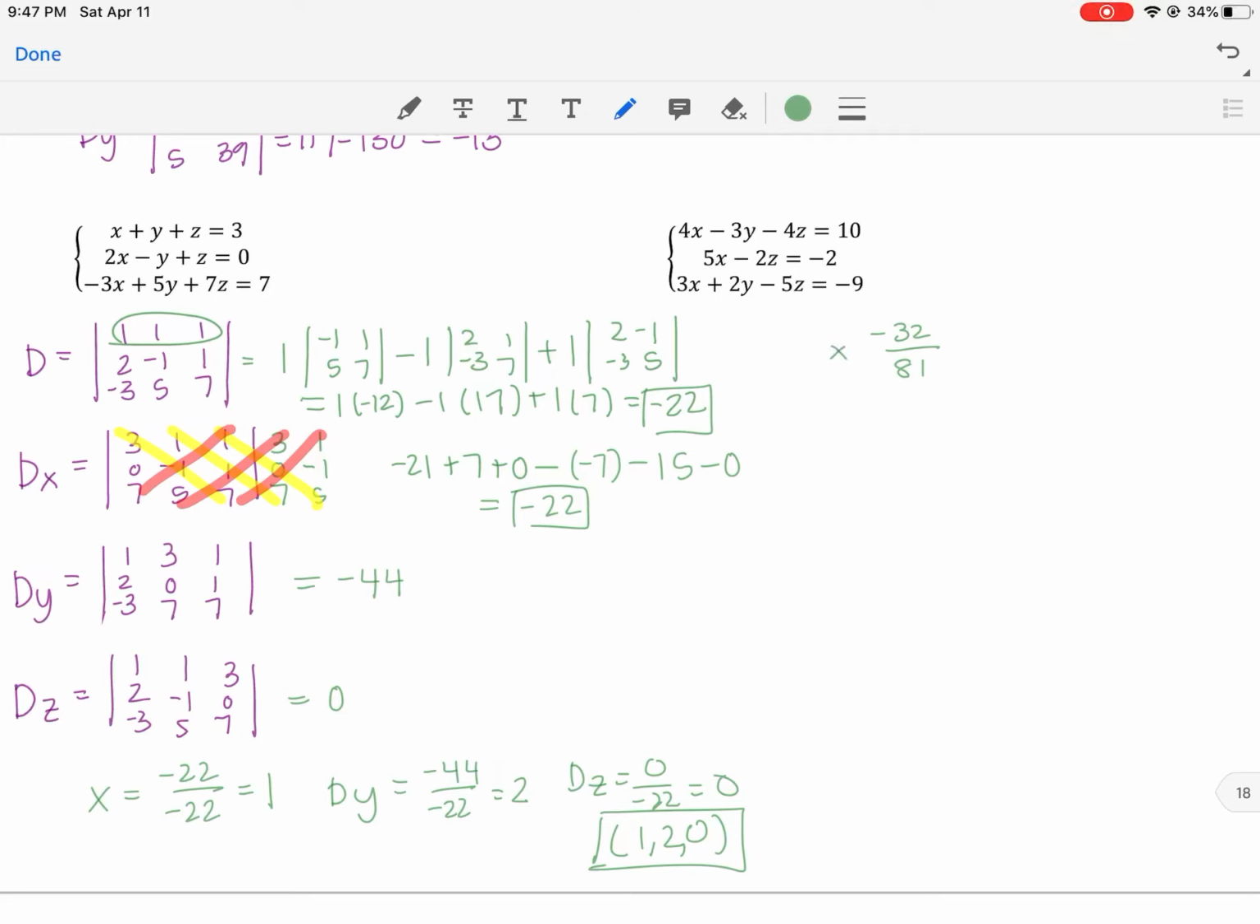For this last one, I'll leave it up to you. At this stage, you probably have enough practice, but if you want to go for another one, go for it. This one's not as pretty, but if you decide to do it, you should get x is equal to negative 3 over 81, y is equal to negative 314 over 81, and z is equal to 1 over 81.